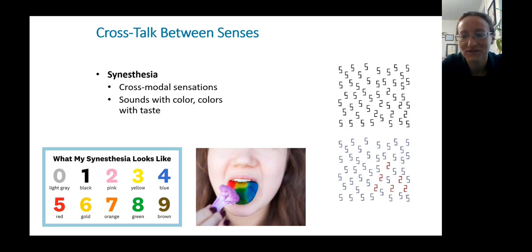Then there's a really interesting condition that involves what they're calling crosstalk between senses. I kind of want to say miswiring, but that makes it sound like it's a disease, and it's not really. So people with synesthesia will, say, experience colors as sounds, or maybe they could taste colors.